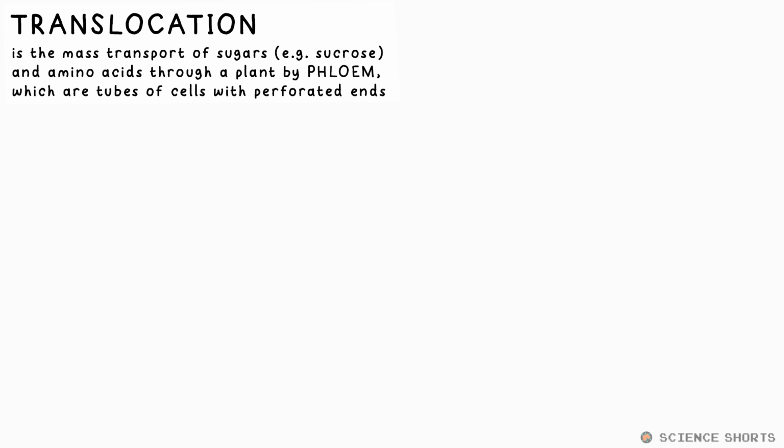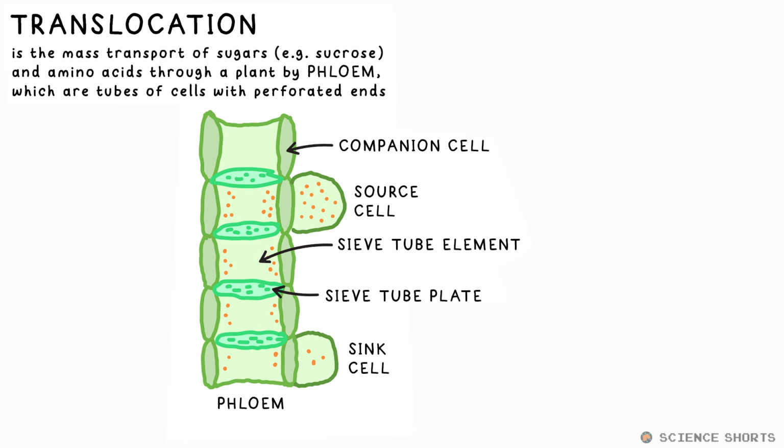Translocation, on the other hand, is the transport of nutrient molecules like sucrose up and down a plant through phloem, and it's more complicated than transpiration. For starters, phloem consists of chains of living cells.